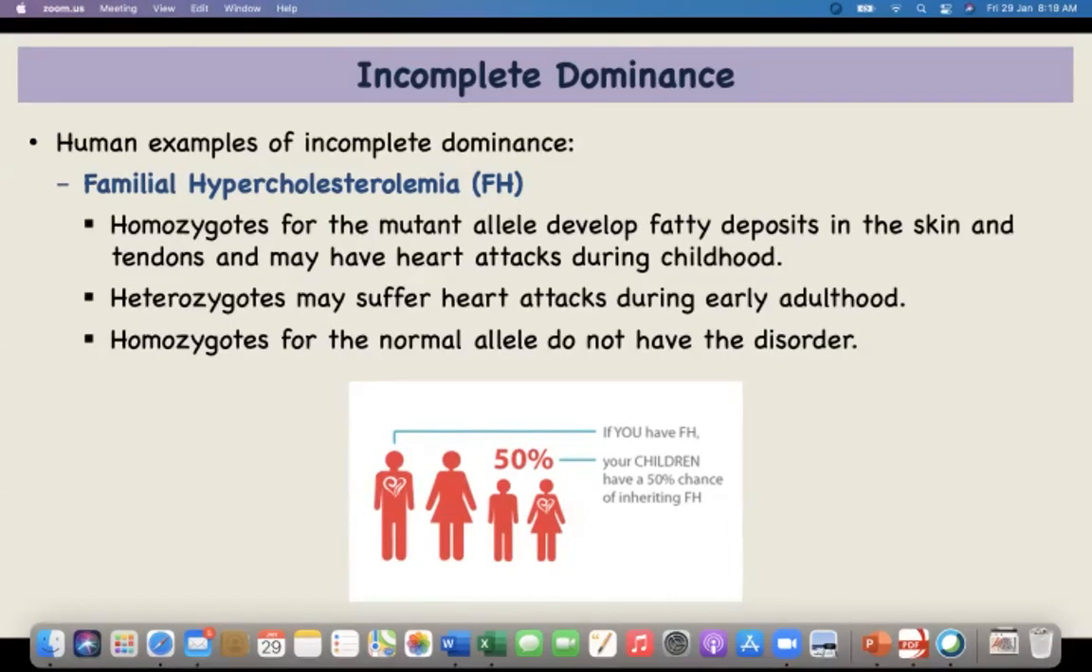Okay. So again, homozygote, it can have heart attacks during childhood. While heterozygous, still ada, cuma it will be at a later stage of the life, probably in early adulthood. Kalau those that have homozygous for recessive, dia tak ada langsung, for normal alleles, they do not have the disease. Saya pernah confused. So homozygous for the normal allele do not have the disorder. So kalau the dad have a disorder, ada FH, so your children have a 50% chance of inheriting the FH. 50% sebab the heterozygous juga can be affected. Okay.